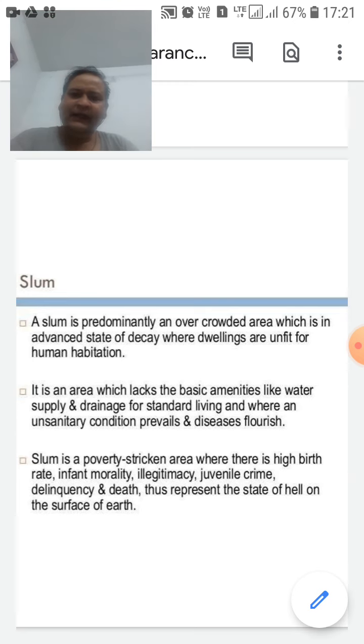The question arises, what is a slum? A slum is predominantly an overcrowded area in an advanced state of decay, where dwellings are unfit for human habitation. I mean to say, the place where people live in a very pathetic condition. They lack basic amenities like water supply and drainage systems. They live in very poor sanitary conditions in a disease-causing area. I can say a slum is a poverty-stricken area where there is a high birth rate, infant mortality, juvenile crime, delinquency and death, and thus represents the state of hell on the surface of earth.